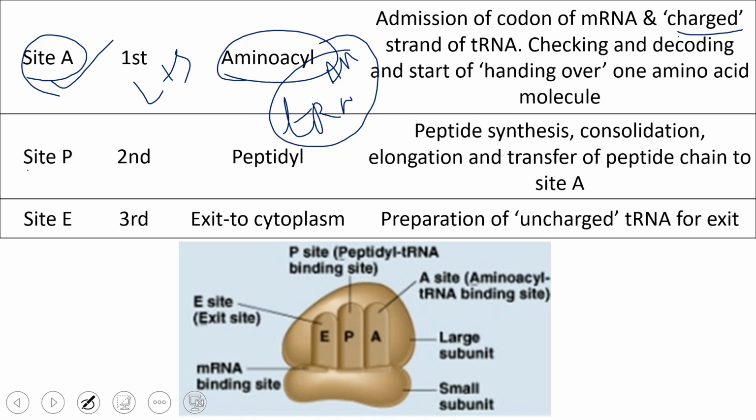Second one is P site, that is peptidyl site. So peptide bond is going to form here, and that is also on large plus small subunit. And third one is E site, which is mainly present on the large subunit only, and from here the exit will be there, tRNA is going to exit.